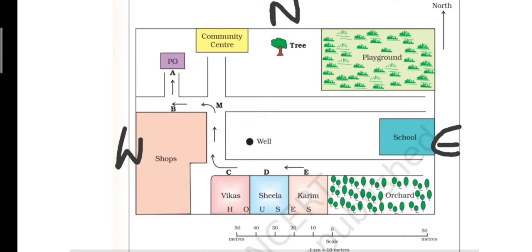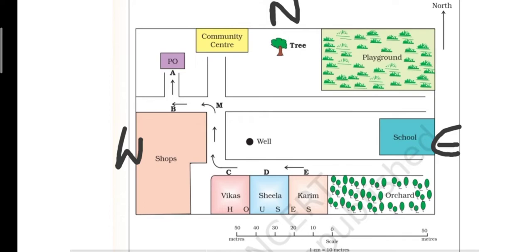It is very clear. Then the next is the playground. Children, if you see, the direction of the playground is neither north nor east. It is in between these two. It is diagonally between north and east. So it is in the northeast direction. So the playground is in the northeast direction.